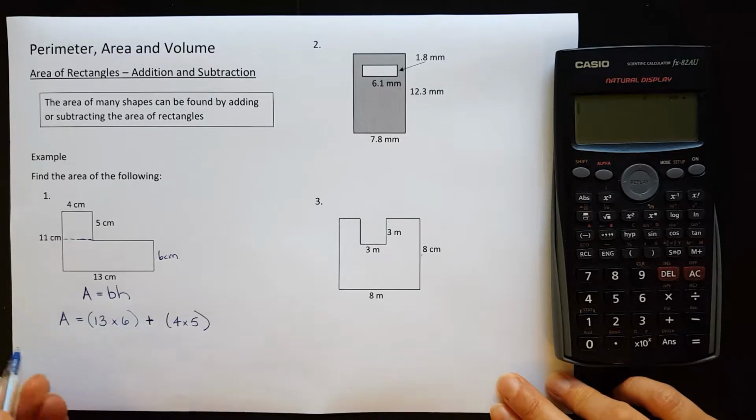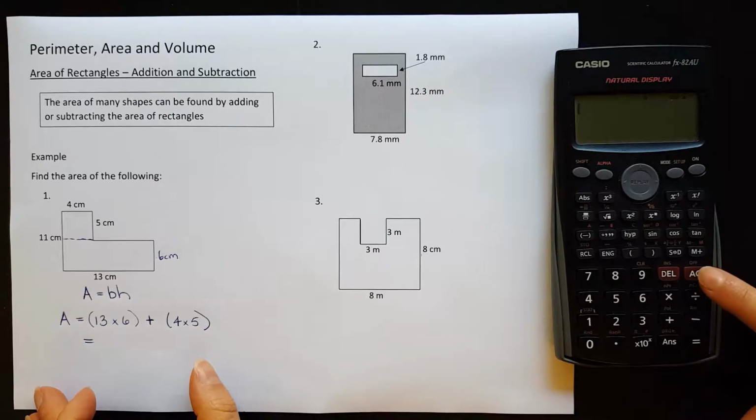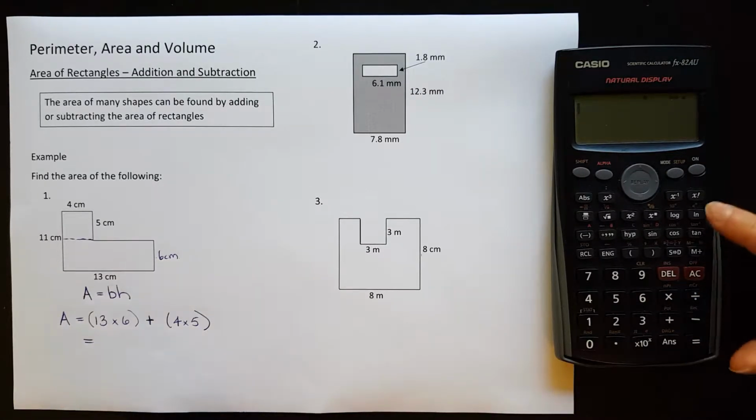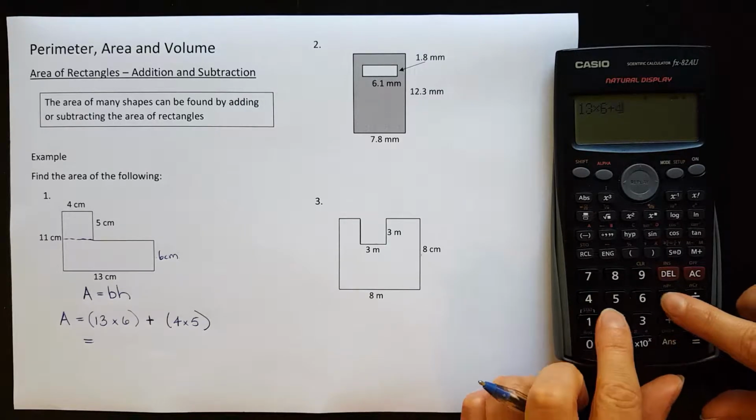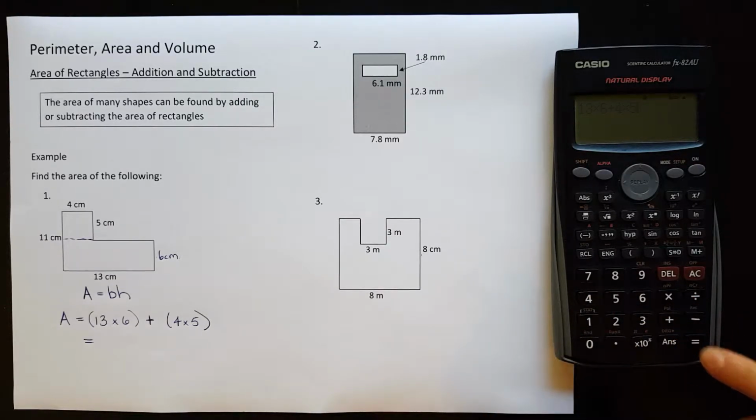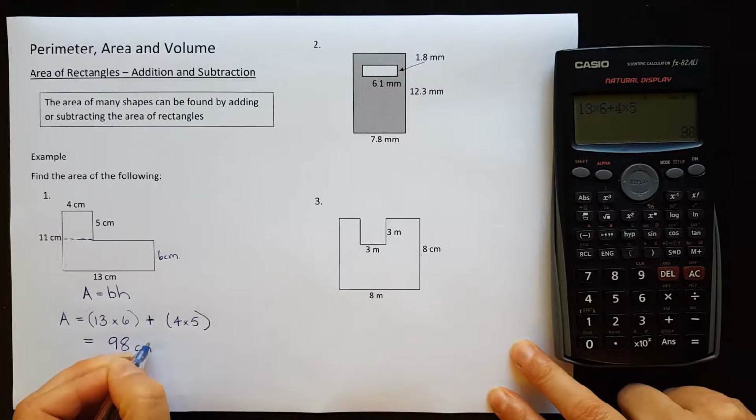The brackets aren't actually needed to type in or to do the calculation. It just helps to see the two areas there separately. So we can type that into our calculator. 13 times 6 plus 4 times 5 is equal to 98. It's an area, so it will be centimeters squared.